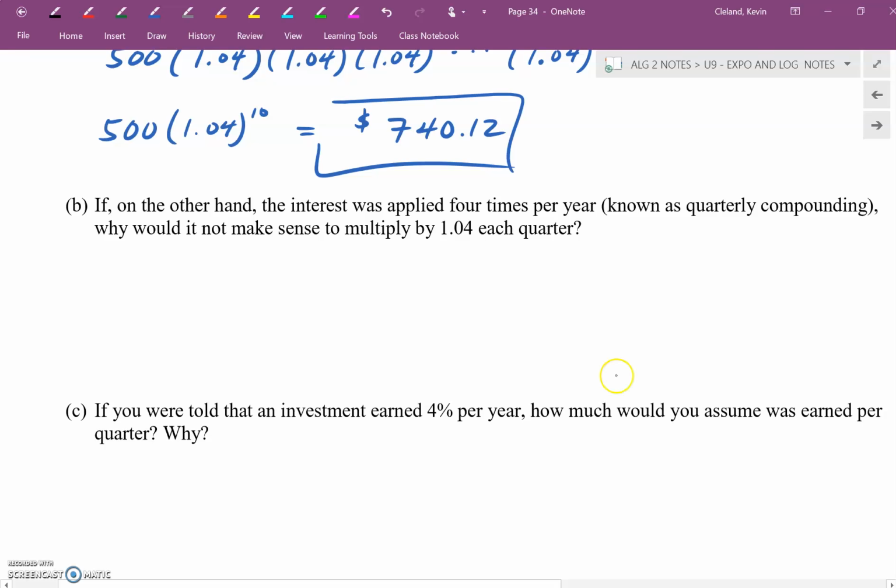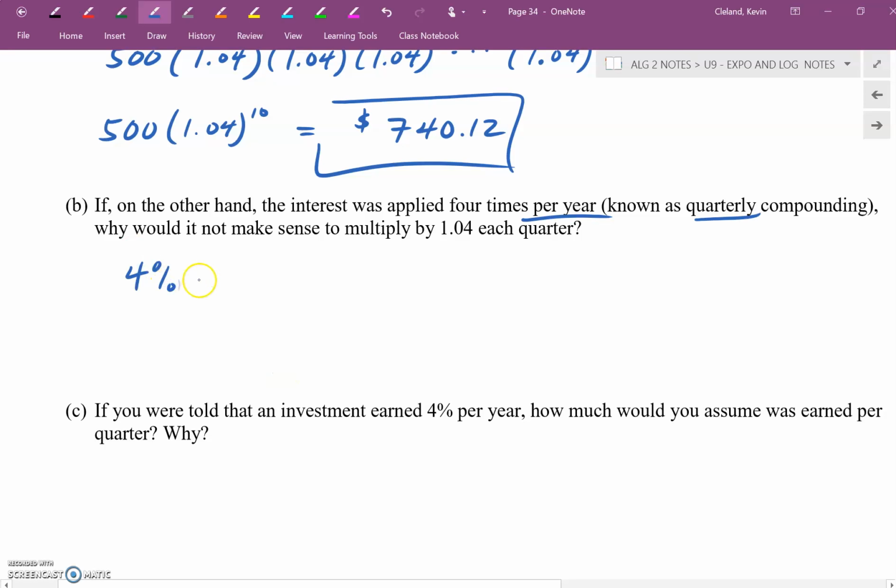But what if we compound 4 times a year? Okay, this is called quarterly compounding. There's 4 quarters in a year. The question though is, why would it not make sense to multiply by 1.04 each quarter? That's because we're getting 4% yearly.